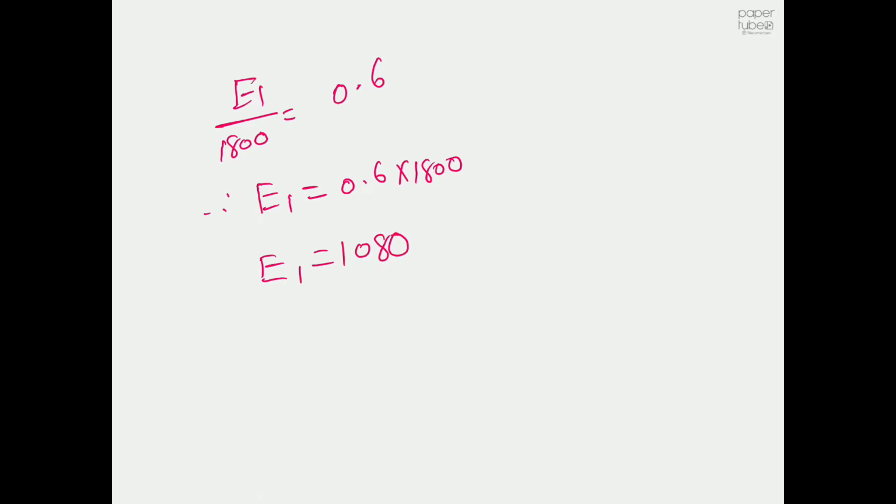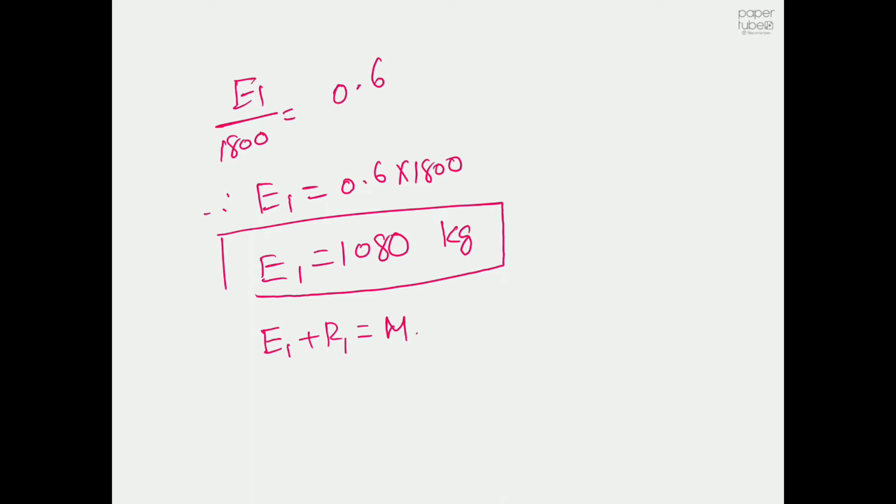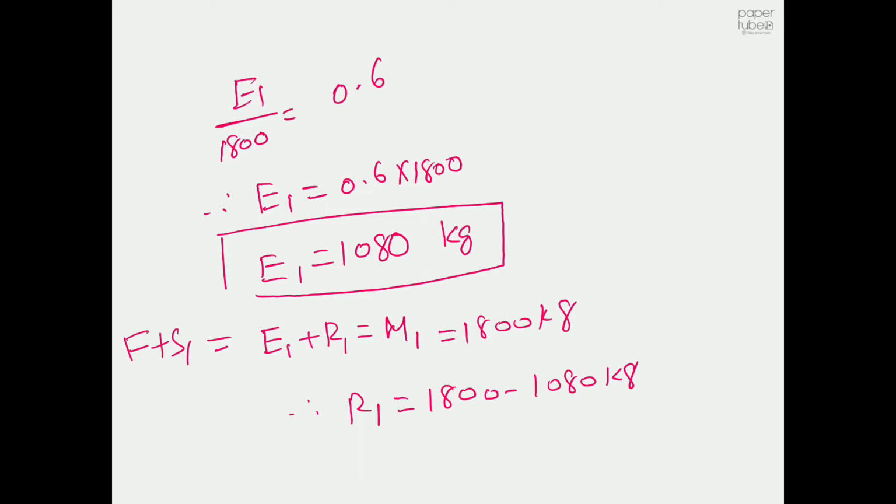I got a value of E1 by 1800 equal to 0.6. Therefore E1 is equal to 0.6 multiplied by 1800, which is 1080 kilograms. We know that E1 plus R1 should be equal to M1, which is F plus S1. M1 is 1800 kilograms, so R1 should be 1800 minus 1080 kg. That's 720. R1 is equal to 720 kilograms.